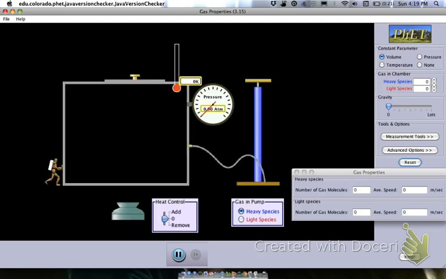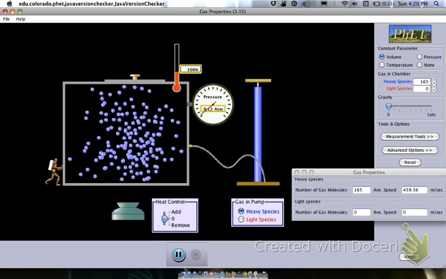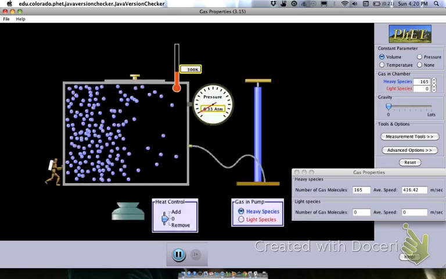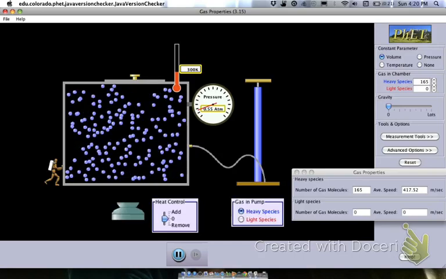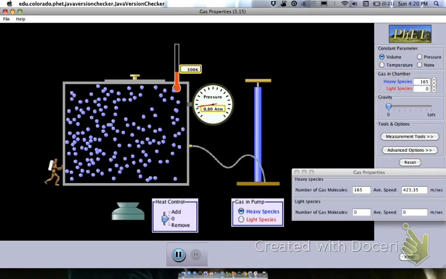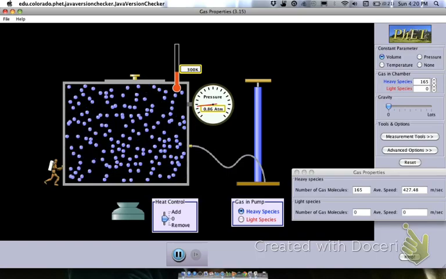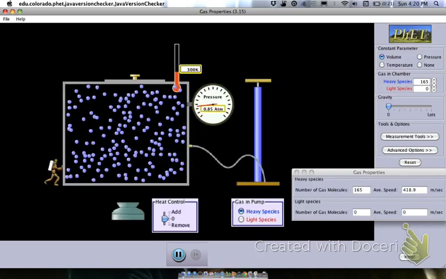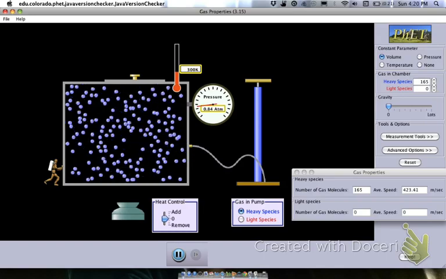I'm actually going to keep a constant volume in here. And down below, in the little box that's in here as well, I can actually measure the average speed. So I'm going to add in some particles. So I've got 165 particles according to the little box that I have here. And take a look at the temperature. It's 300 K. And the average speed is around 420 meters per second.